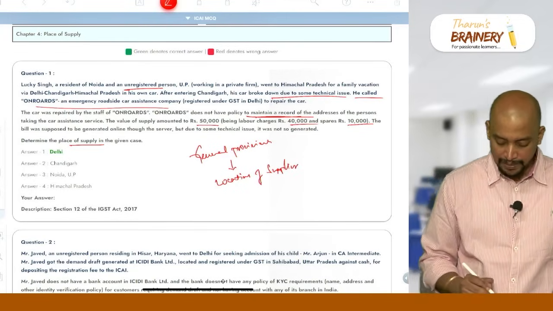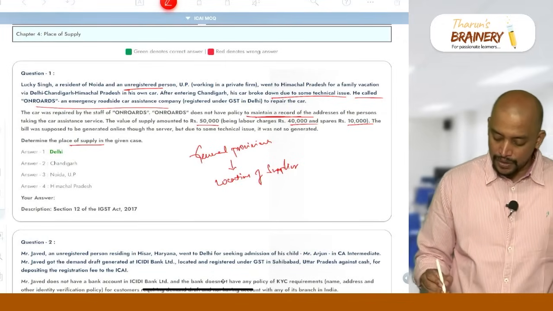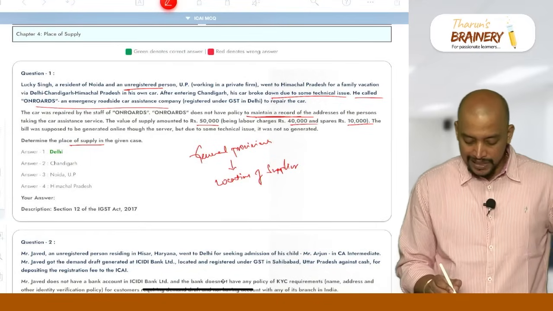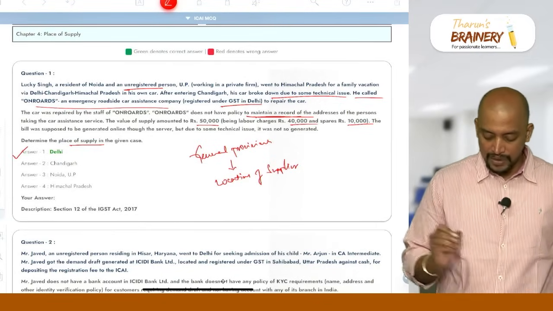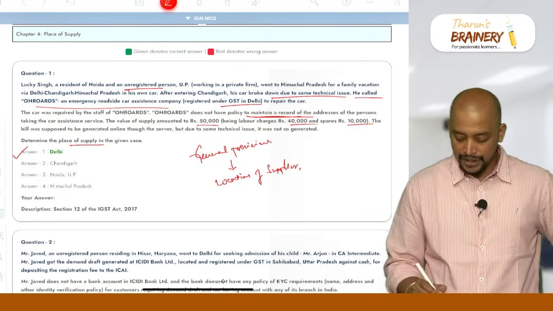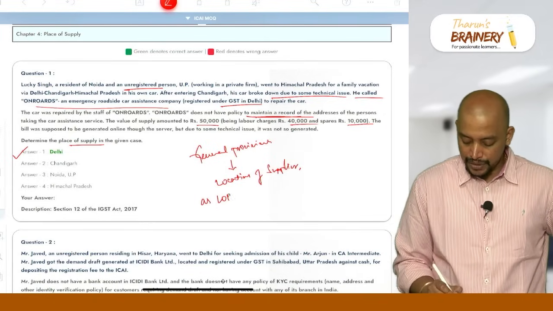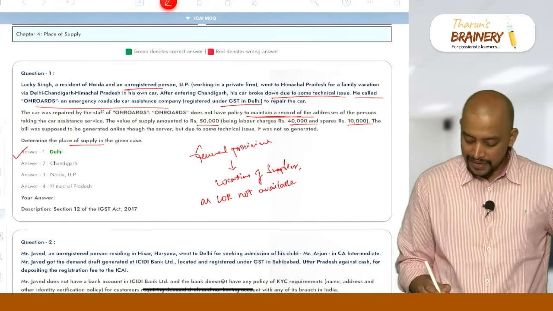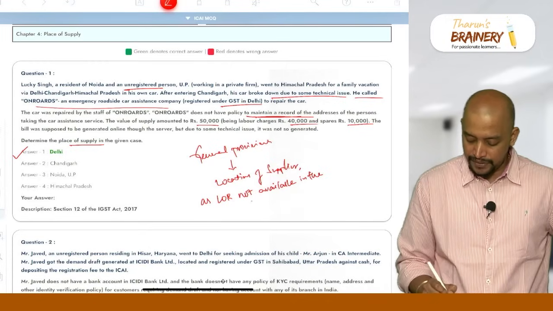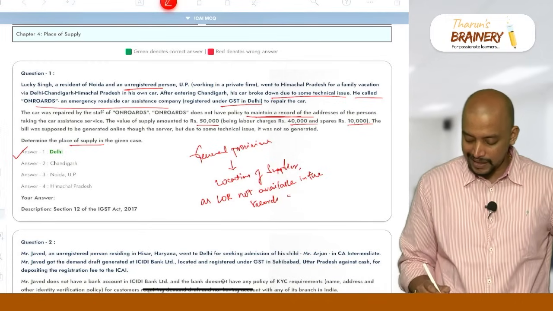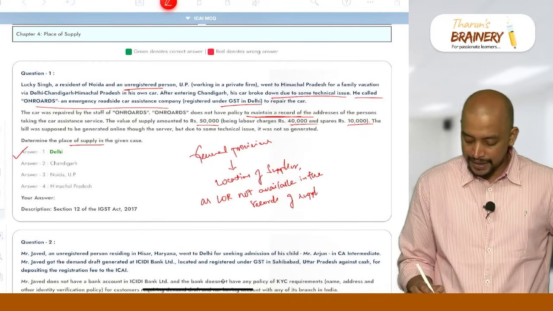What is the location of supplier here? Where is that supplier? On Roads is located, On Roads is registered in Delhi. So Delhi will be taken as the place of supply. Why location of supplier? As location of recipient is not available in the records of supplier, due to that reason.